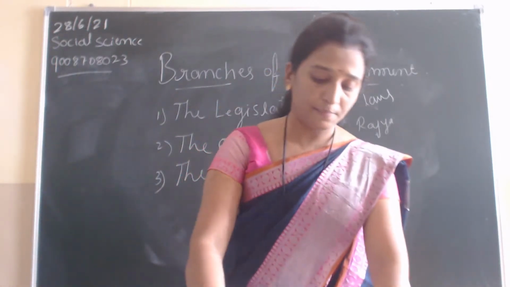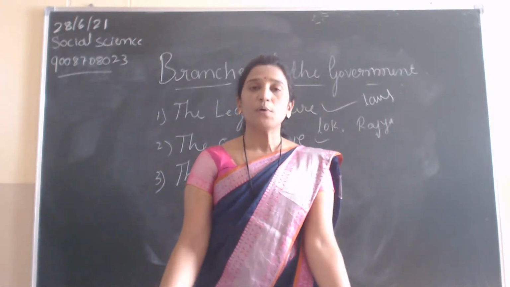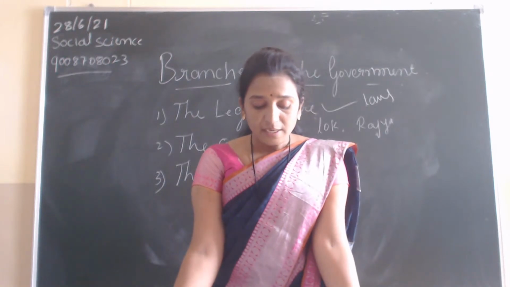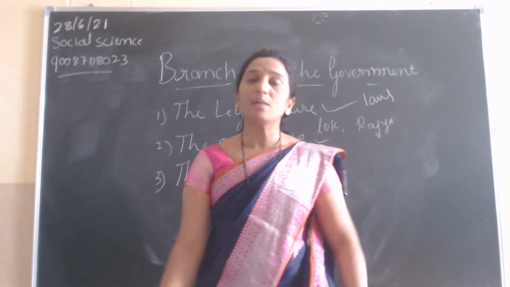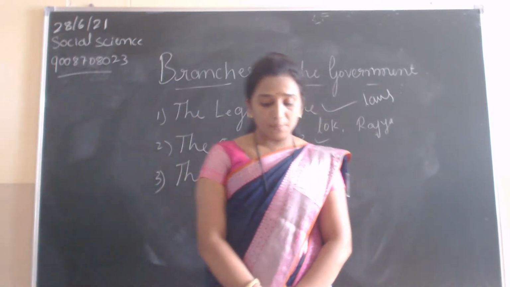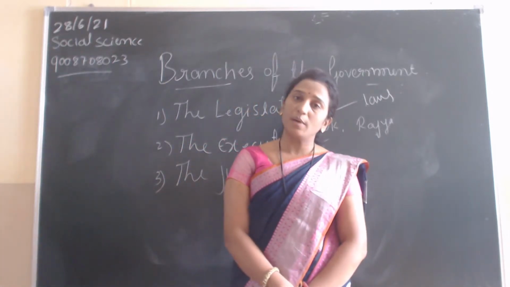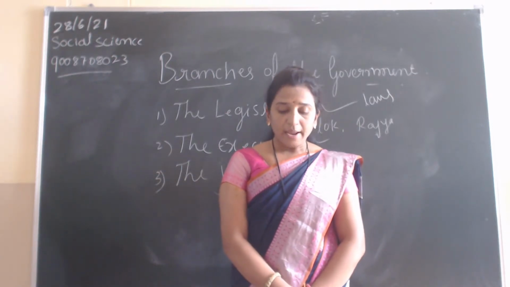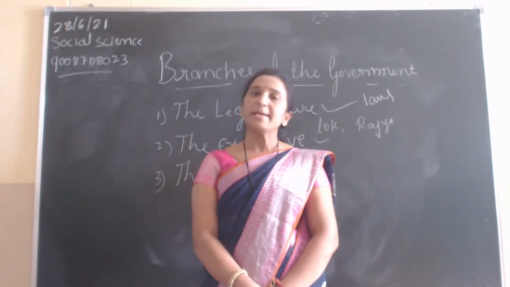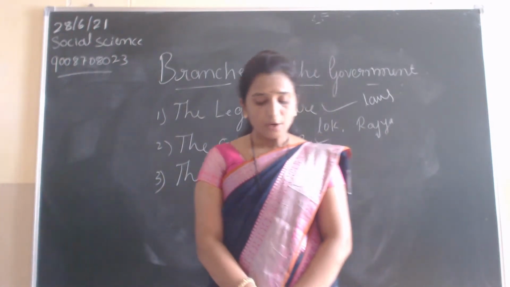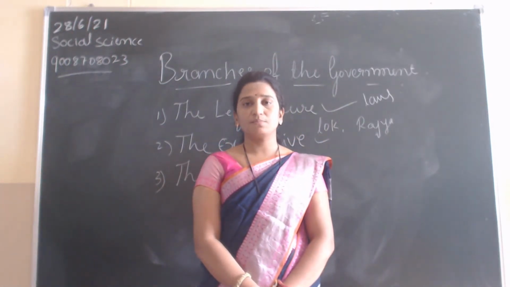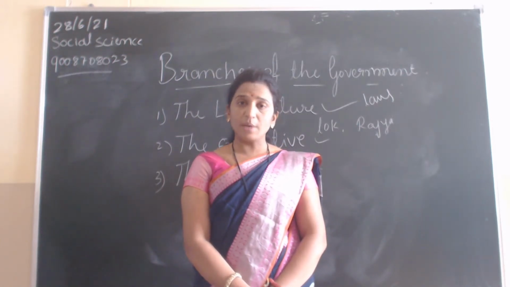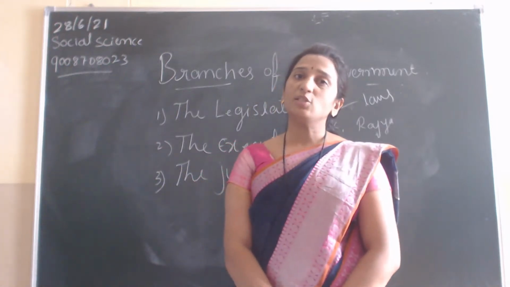What is the judiciary? This is the most important branch of our democracy. It safeguards the rights of the people. The judiciary consists of the Supreme Court, High Courts, and lower courts, and examines the validity of a law enacted by the parliament within constitutional parameters. It is the important branch of our democracy.